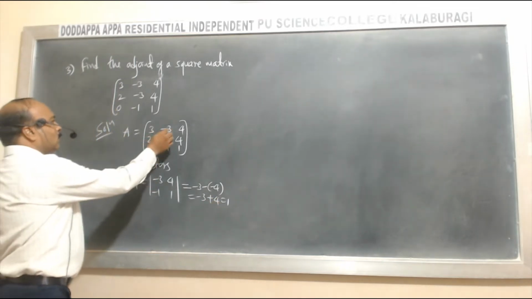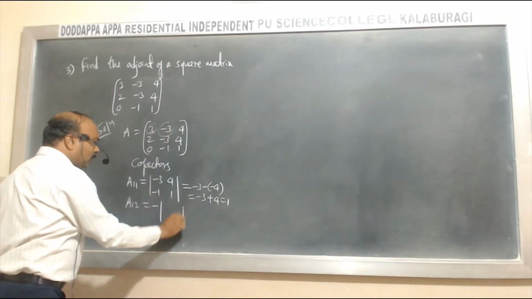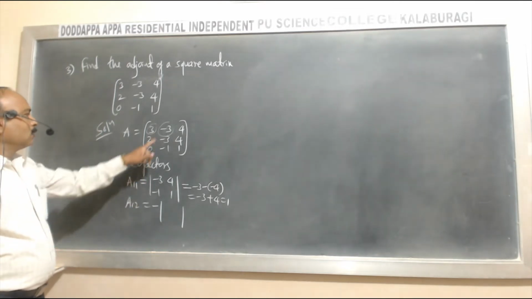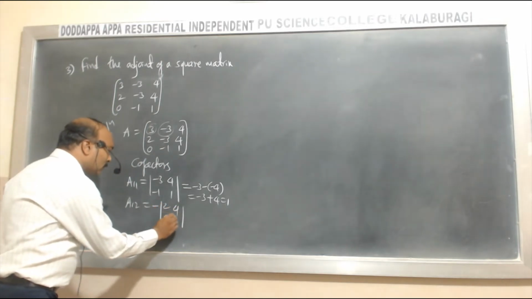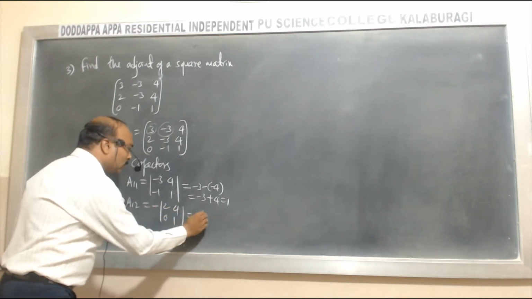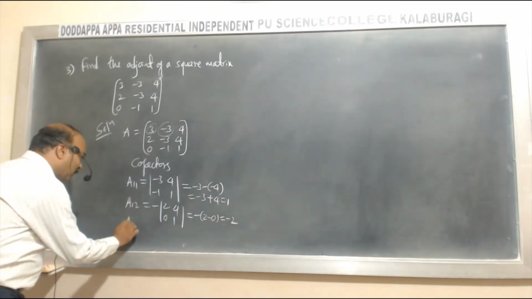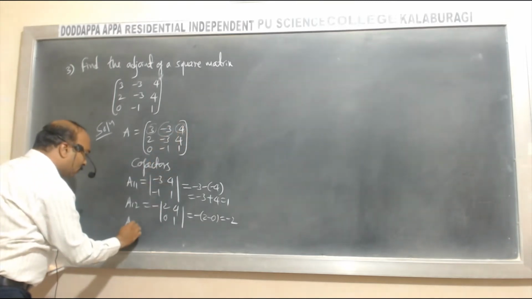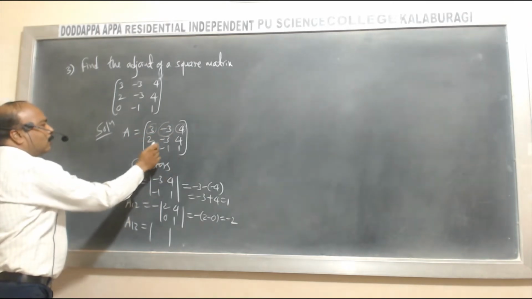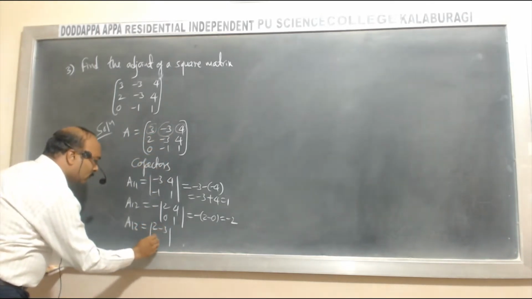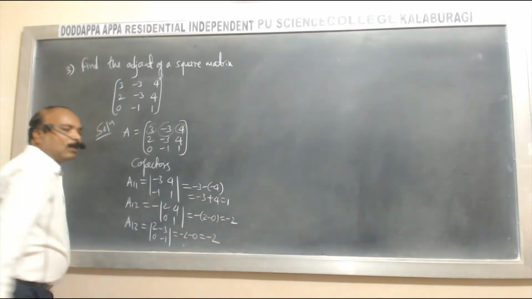Next we go for the cofactor of the second element, that is minus 3. A12 is minus of the determinant because 1 plus 2 is odd. Deleting this column and this row I get 2 4 0 1. So this is equal to minus of 2 minus 0. It is minus 2. Next the cofactor of the third element 4, that is A13, equal to the determinant of, deleting this column and this row, I get 2 minus 3 0 minus 1. So this is equal to minus 2 minus 0. It is equal to minus 2.